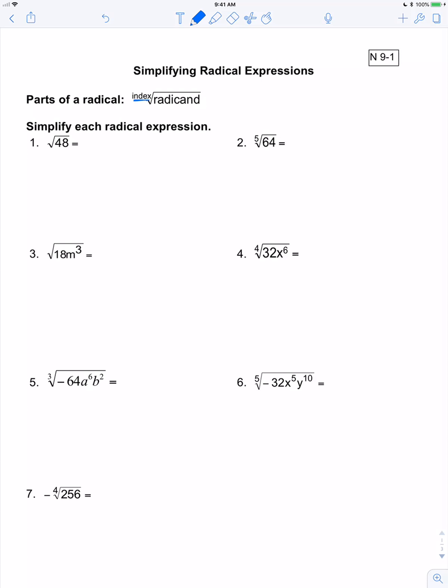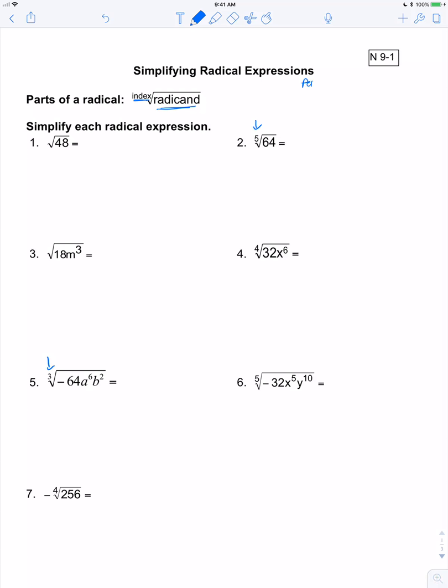And then if it's got the 3, like you can see the 3 down here, that means it's a cube root. This is like a 5th root, so those are your indexes. And then the radicand is the number that's underneath the radical sign. So first off, I like to go through and write down some of the most common perfect squares, perfect cubes, 4th roots, 5th roots. So let's just do that real quick.